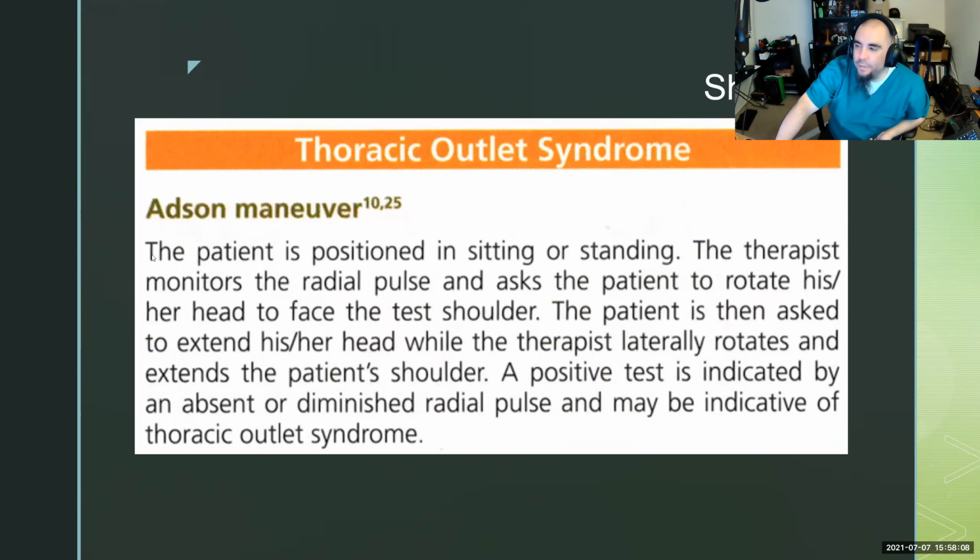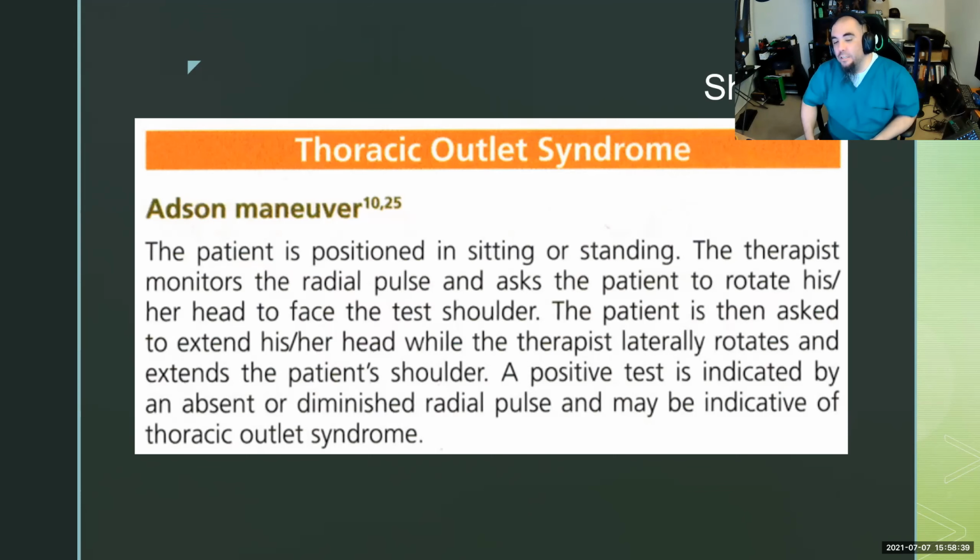Adson was the one that we were testing for thoracic outlet syndrome, specifically the blood flow of the thoracic outlet, right? That was the one where you check the patient's radial pulse, and then you have them rotate the head to the test shoulder and extend the head while the therapist laterally rotates and extends the patient's shoulder. So they go back like that, and you see if the pulse vanishes. More common in a hand therapy clinic or a shoulder clinic than your traditional outpatient clinic.